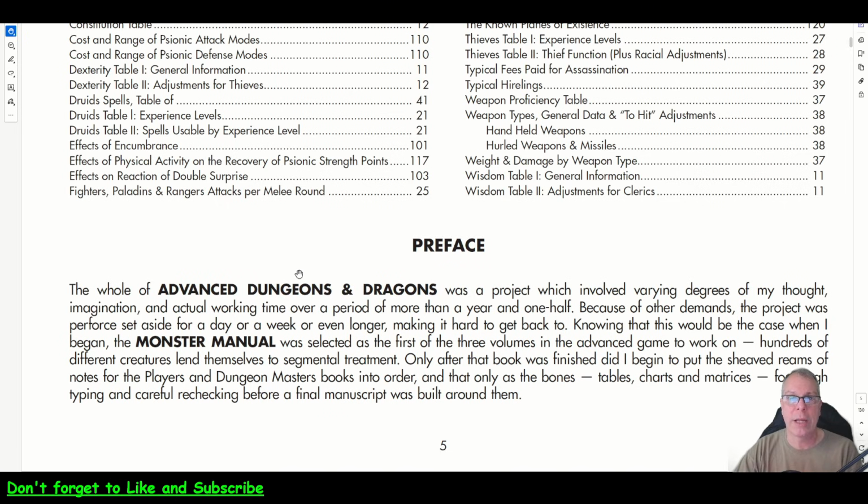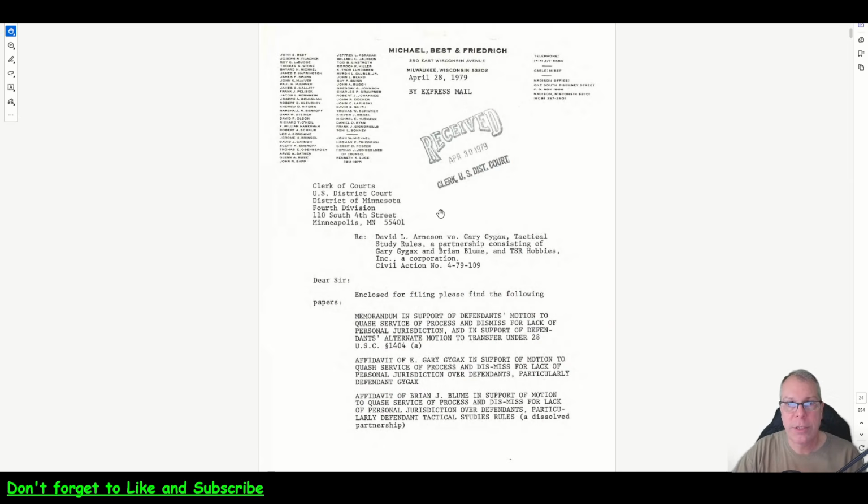So he was trying to make the case that Advanced Dungeons & Dragons was a completely different game from the original Dungeons & Dragons, which was published in 1974, and that he and Dave Arneson had worked on and created together in 1973. That Advanced Dungeons & Dragons was a completely different game, and because it was a completely different game, that Dave Arneson was not entitled to any of the proceedings from this. And we know that because of this.